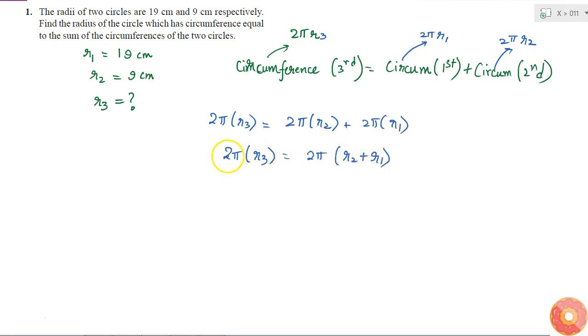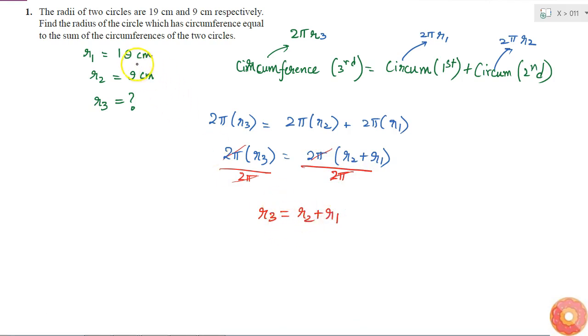So if I have 2 pi common on both sides, I can divide both sides by 2 pi, right? Because it cannot be 0, so I can divide both sides by 2 pi. So if I divide by 2 pi, then both will get cancelled, and I'll be left with the equation r3 is equal to r2 plus r1.